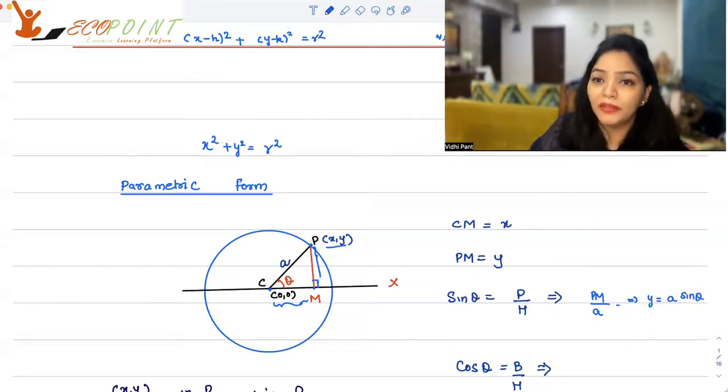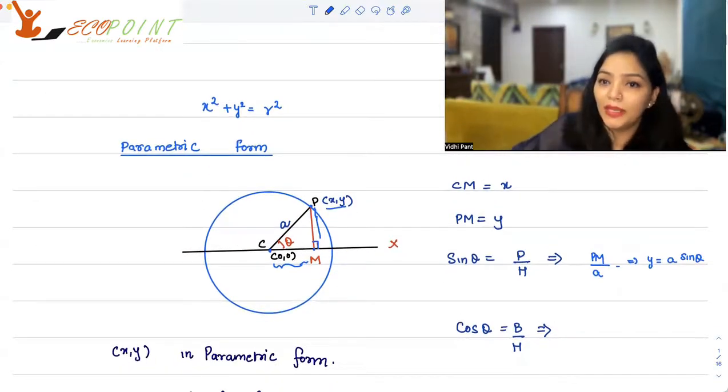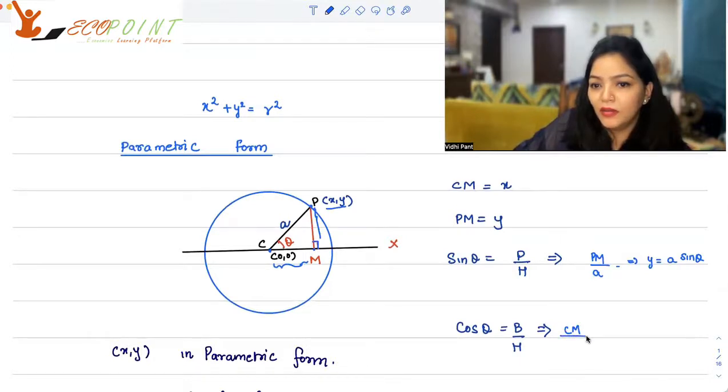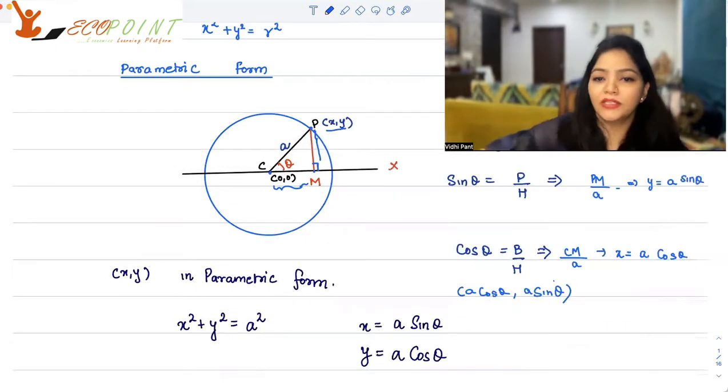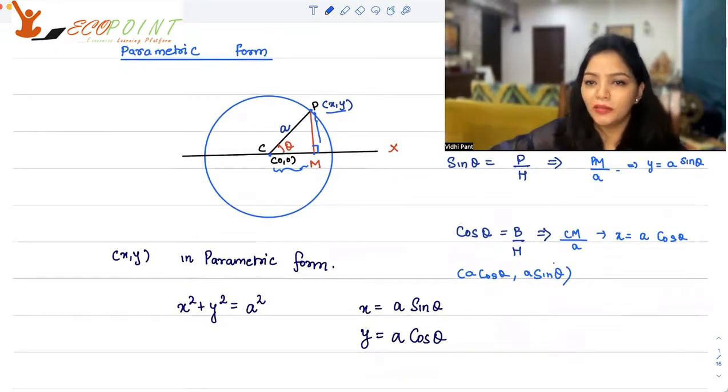This is a parametric form coordinate. Similarly, cos theta is base upon hypotenuse, so it will be CM upon A, which means that x is equal to A cos theta. So your coordinates x and y could be written as x equals A cos theta, and y equals A sine theta. This is what (x, y) is in parametric form.